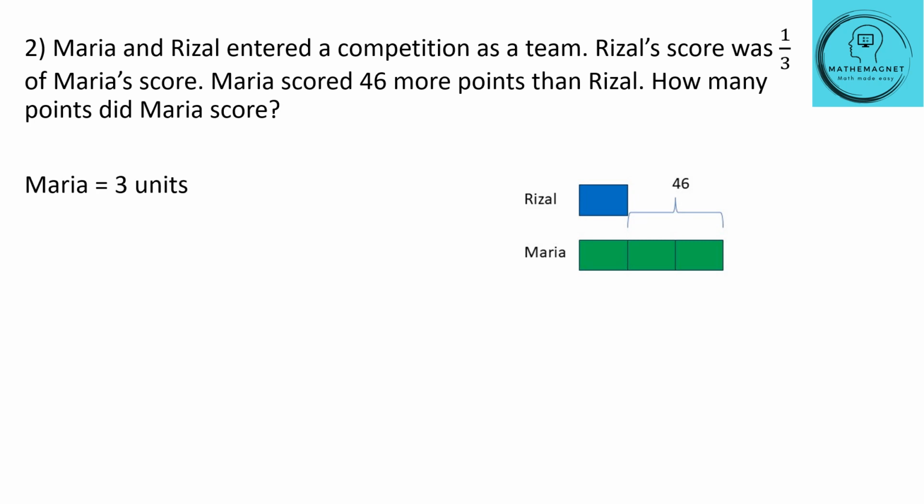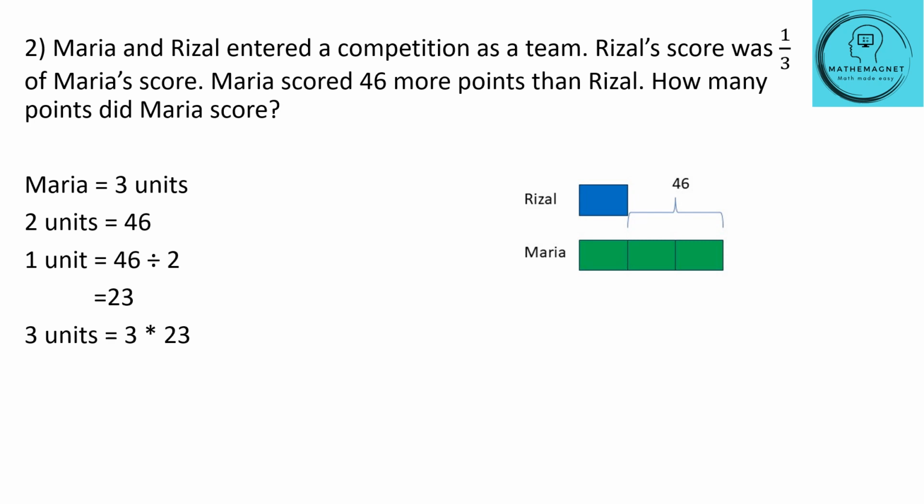We know Maria is 3 units and we know 2 units is 46. The value of 1 unit will be 46 divided by 2, which is 23. So 3 units will be 3 into 23, which is equal to 69. So Maria scored 69 points.